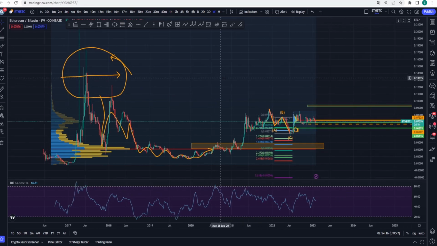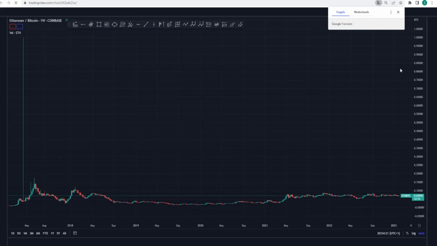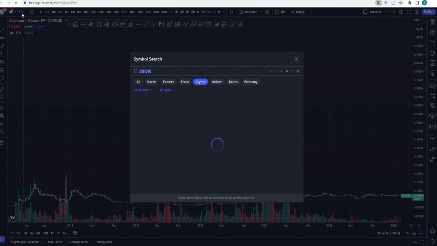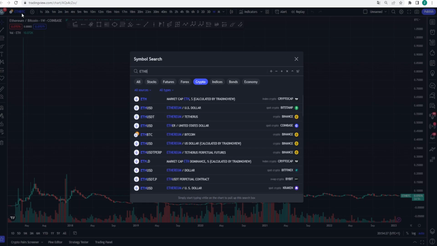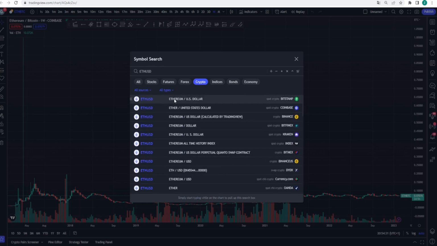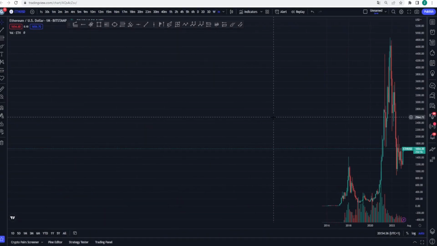Okay, so let's start off with just charting. With a clean chart, how would we create a chart? How would we start making a plan? So let's do it on Ethereum USD. The main thing that you want to do is zoom out. So you want to start with the monthly.